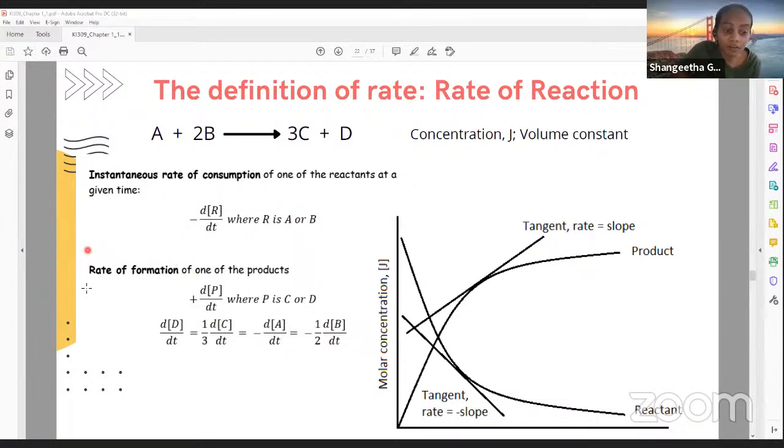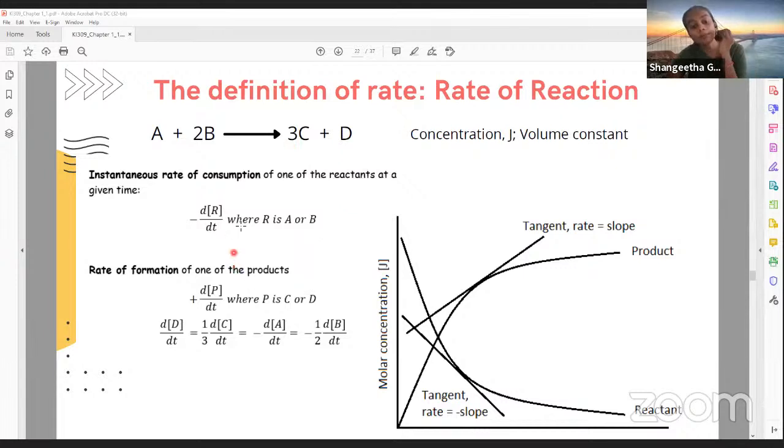Now, if it is the rate of formation, that means your products are being formed, so it's no longer negative. Please make sure this is not negative in your notes. You can also choose not to write positive, you can just leave it empty. That's fine for products. But for reactants, it must be negative. So dP over dt, where P can be C or D, which is your product.